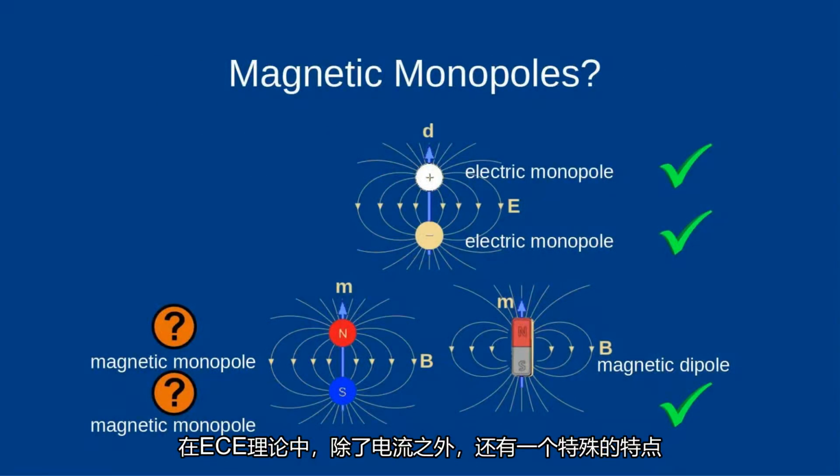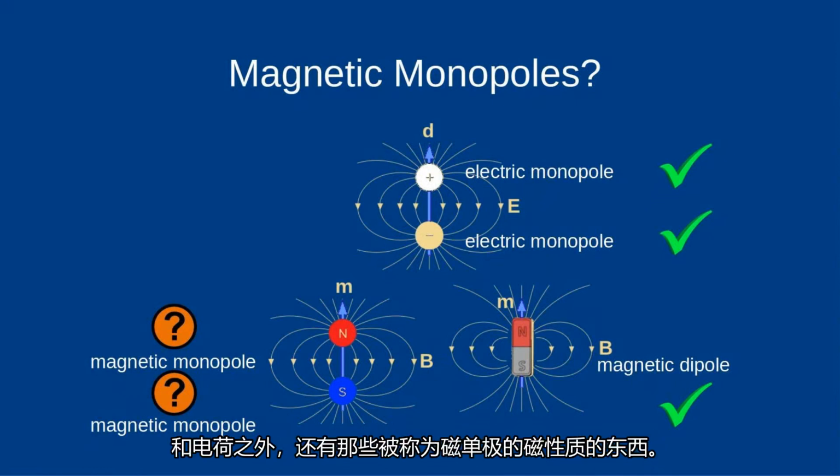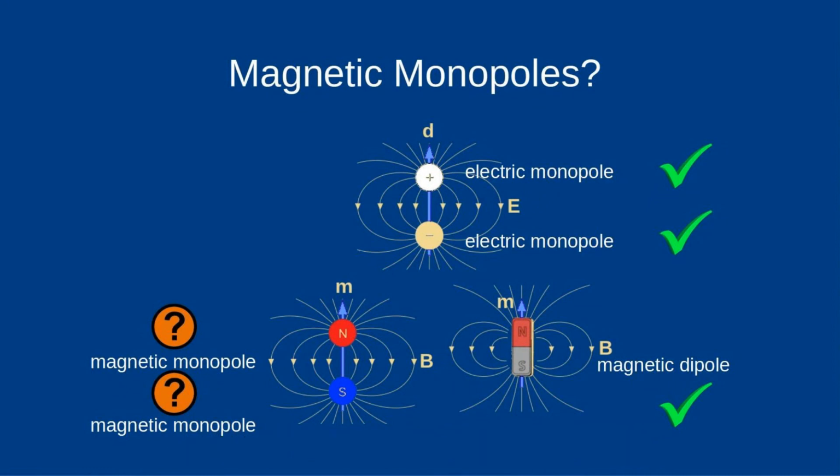Another special feature in ECE theory, apart from the electric currents and charges, are those of a magnetic nature, named magnetic monopoles. Whether these actually occur in nature is controversial. However, there are experimental indications that this could actually be the case at the microscopic level. An important finding is that there are actually no independent currents, but only fields that are localized in such a way that they are macroscopically perceived as currents.